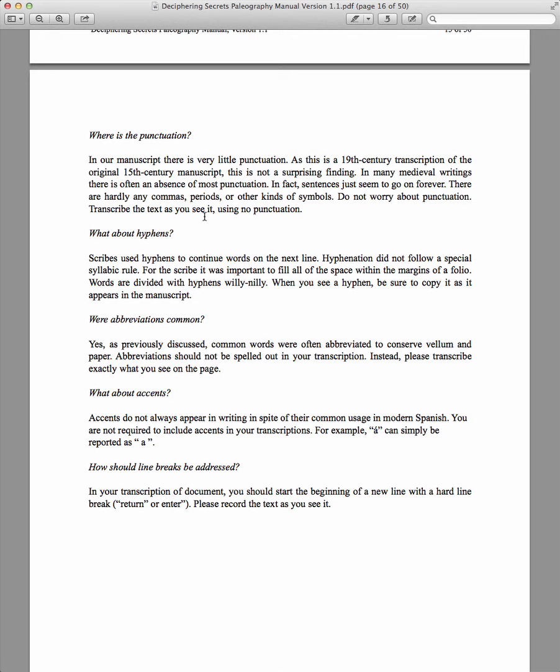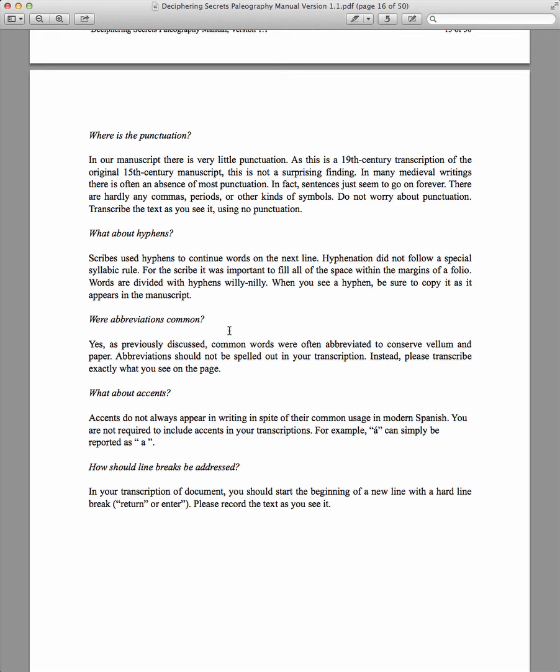What about hyphens? Well, we do know hyphens were used by scribes, and hyphens, this is the key point, do not follow a special syllabic rule. And basically what they're trying to do is just fill the whole line up. So like you see how I'm tracing this whole line. They want to fill up this whole piece of paper, and then they'll hyphenate to the next line. And that's just to save space on the paper.